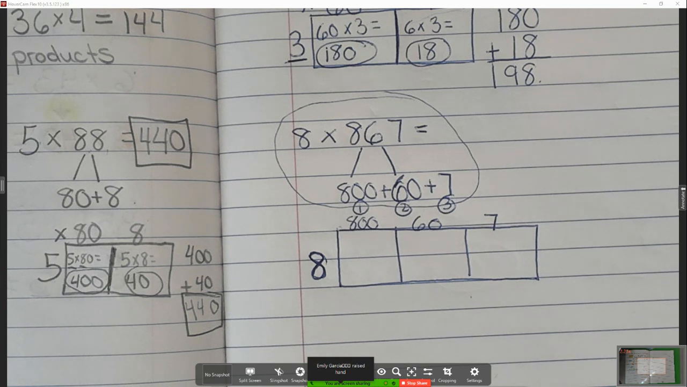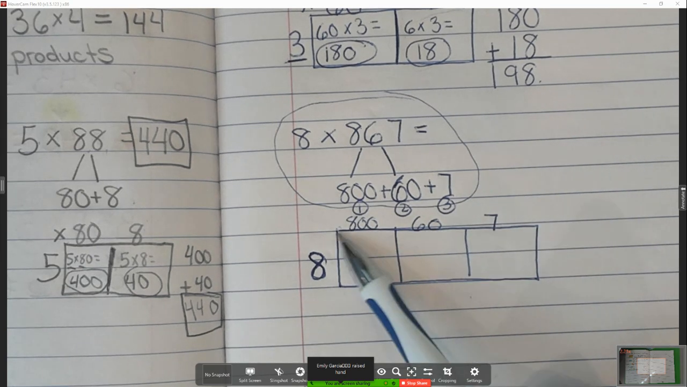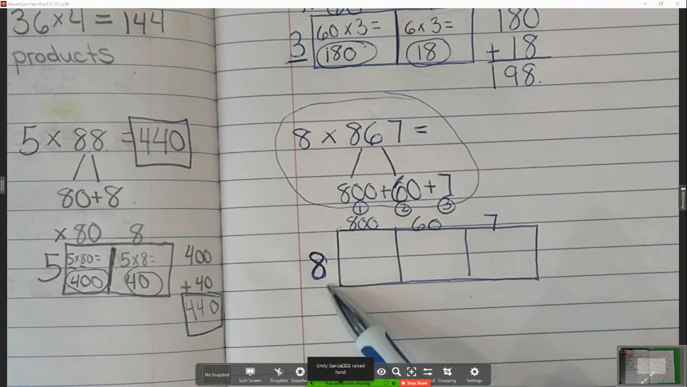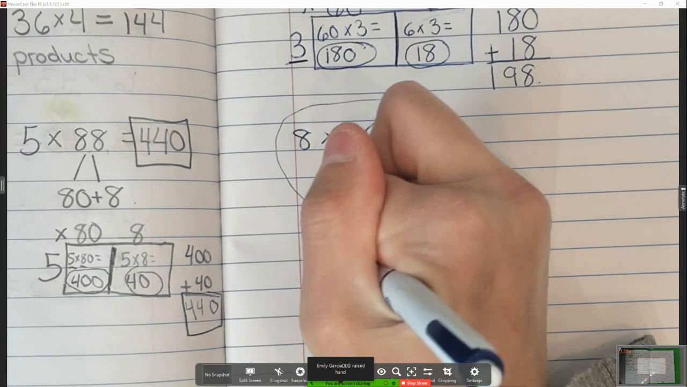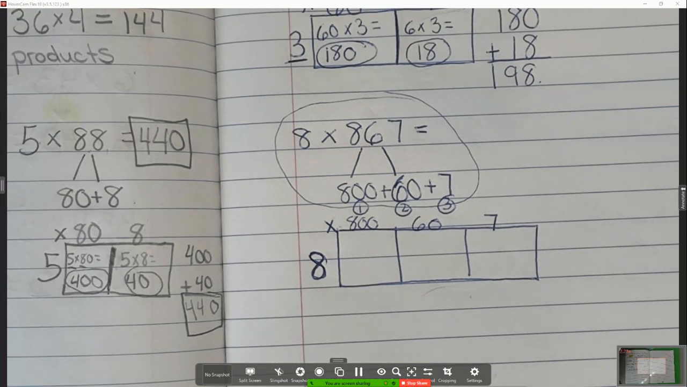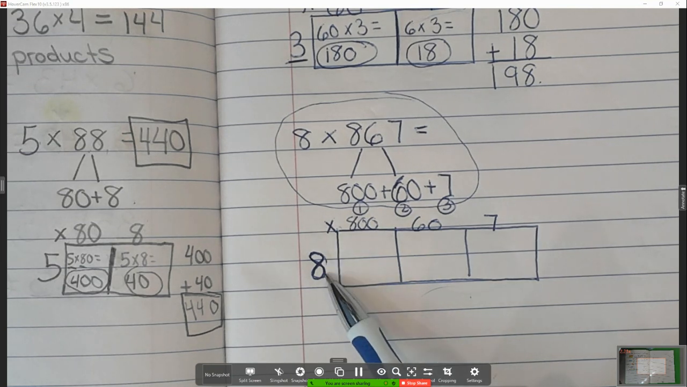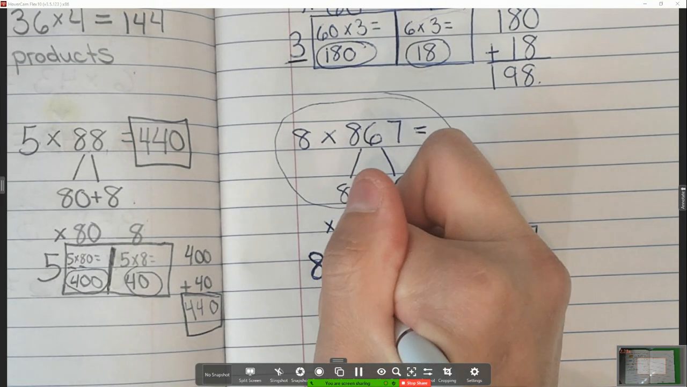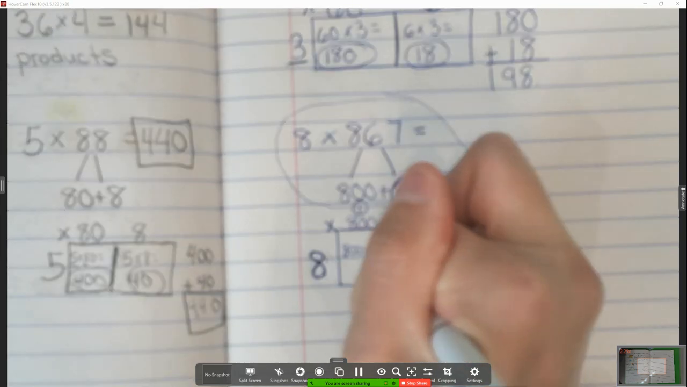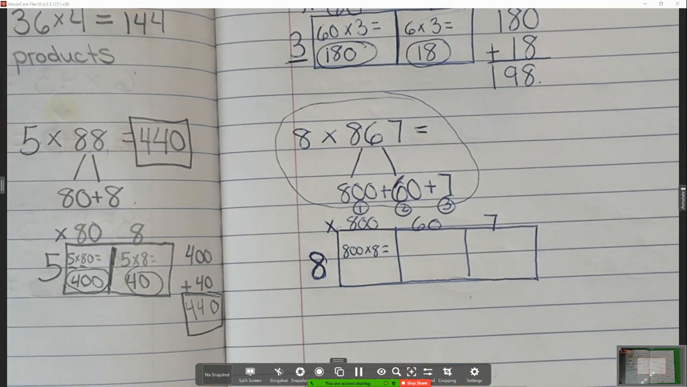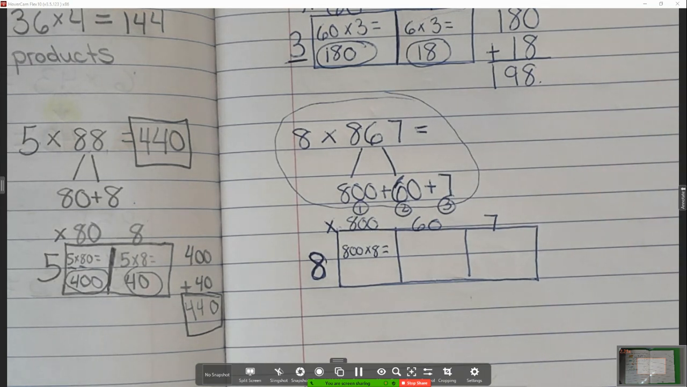Okay, so what's my second step? You're going to multiply to find the partial product. Partial products. Very good. So that means this first square here, I have to have an equation. I like to put my X here. I remind myself I'm doing multiplication. So this first box is 800 times 8. Let's write that as an equation so we don't forget. 800 times 8.